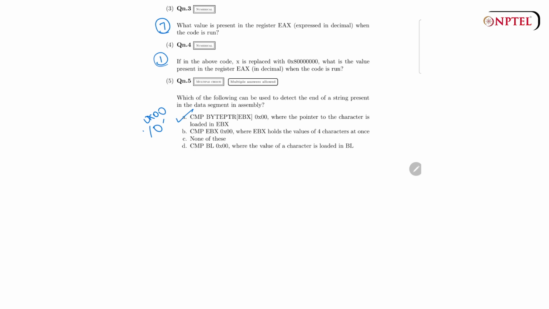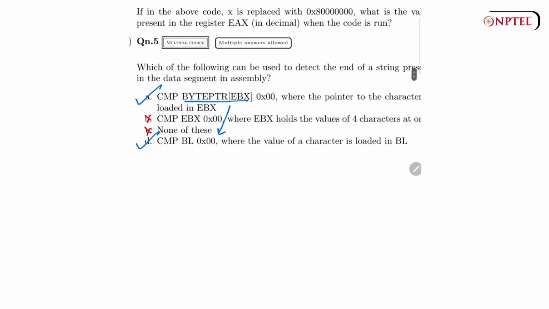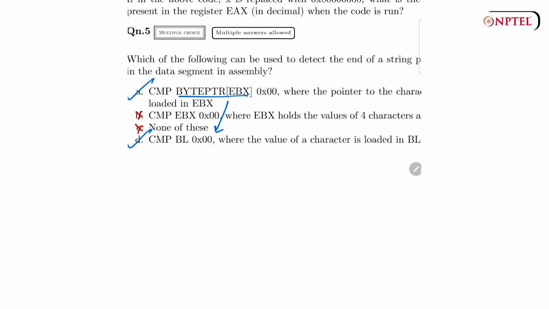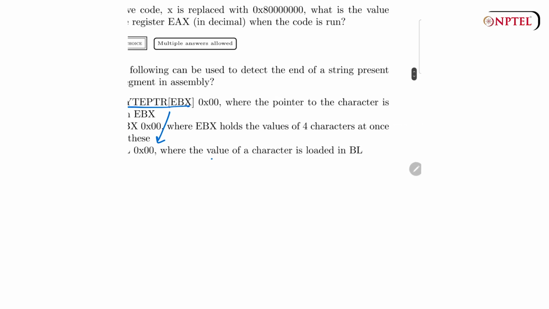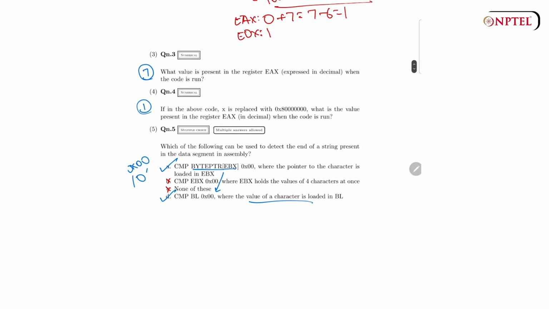Compare EBX, 0x00, where EBX holds the value of the 4 characters at once. No, this is false because only the last character has to be equal to 0. Only in that case will I end up doing the work that I want to. So this is wrong, and clearly this is wrong because none of these is not an option. And compare BL, 0x00, where the value of a character is stored in BL. This is the main option, and to be honest, byte pointer EBX and BL are basically similar ideas, where BL just stores the final character while the byte pointer EBX points to the final character. So they work in similar ways. So the answer is A and D.